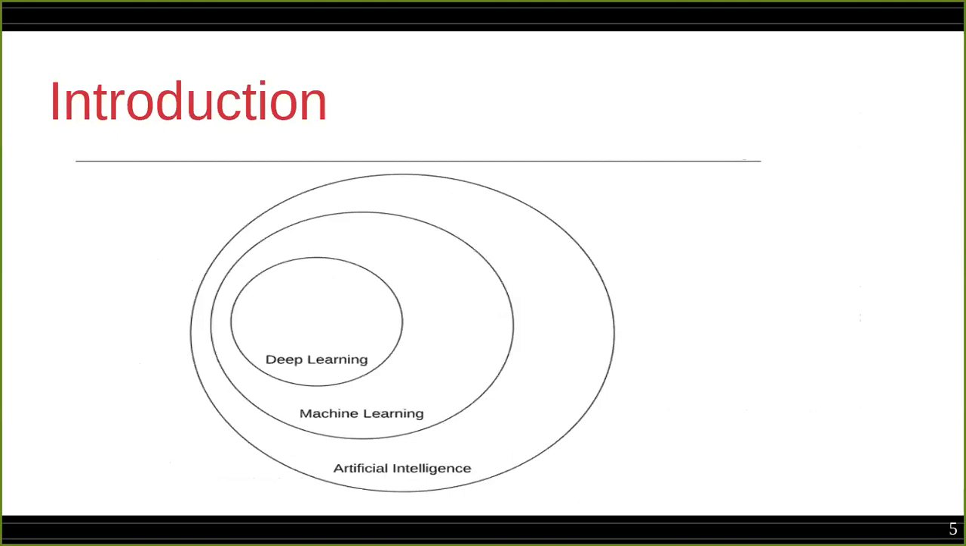The introduction of the course. Artificial intelligence is a superset under which we have machine learning, and under that we have deep learning. Artificial intelligence is a science under which we want to embed natural level intelligence into machines. That is, we want to give machines the reasoning capabilities that humans have.